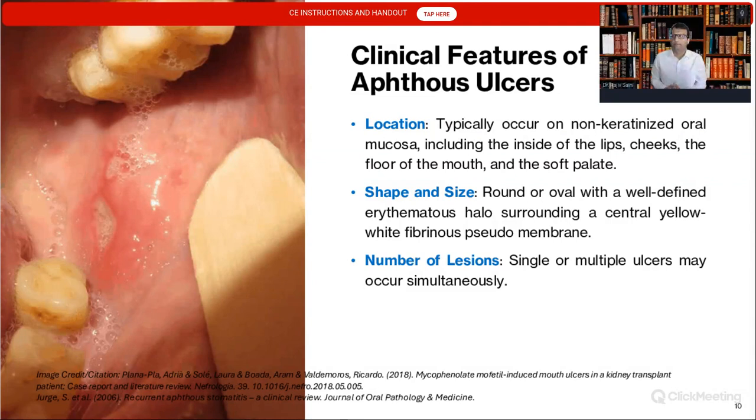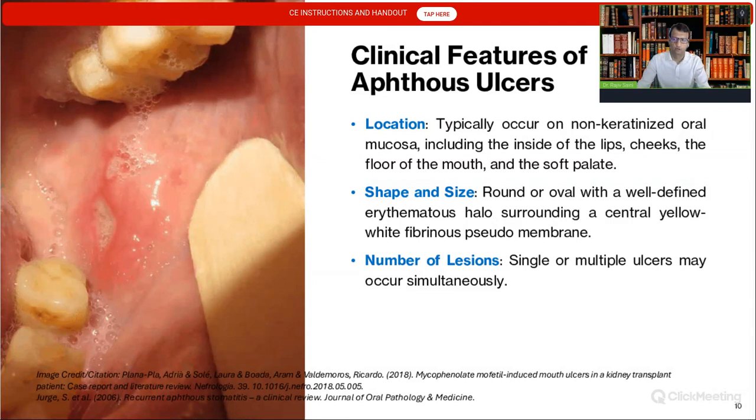Clinical features of aphthous ulcers. First and most important is location. Typically, it is very important to understand that these ulcers occur on non-keratinized oral mucosa, including the sides of the lips, cheeks, floor of the mouth, and the soft palate.